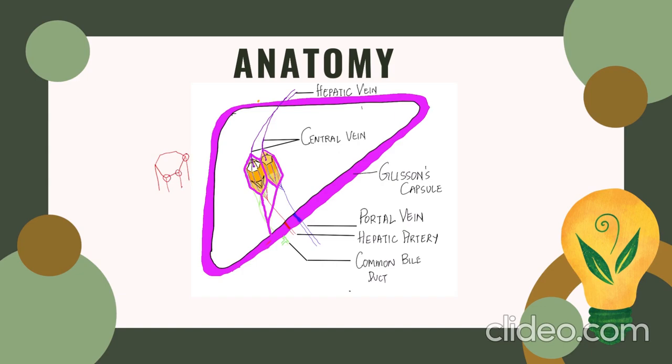So the blood comes from here and then pours into the hepatic lobules from all these places, and in the center we have the central veins. Now the central veins from different hepatic lobules join together and finally drain into the hepatic vein, which finally drains into the inferior vena cava.